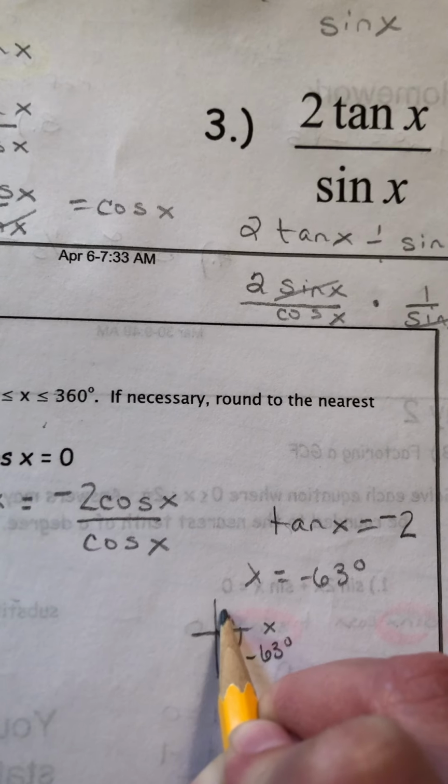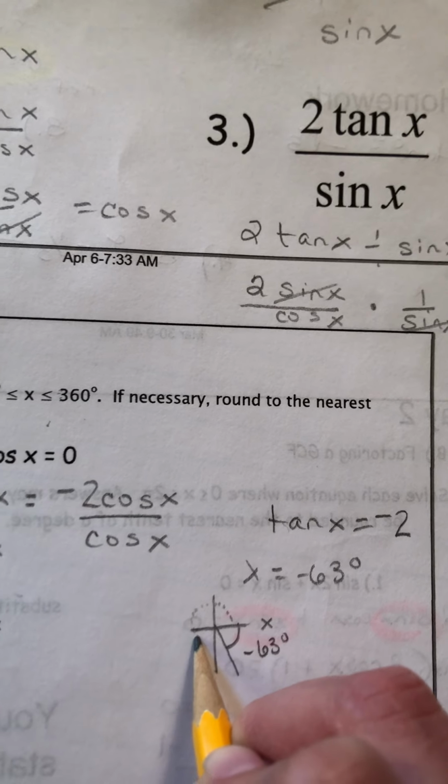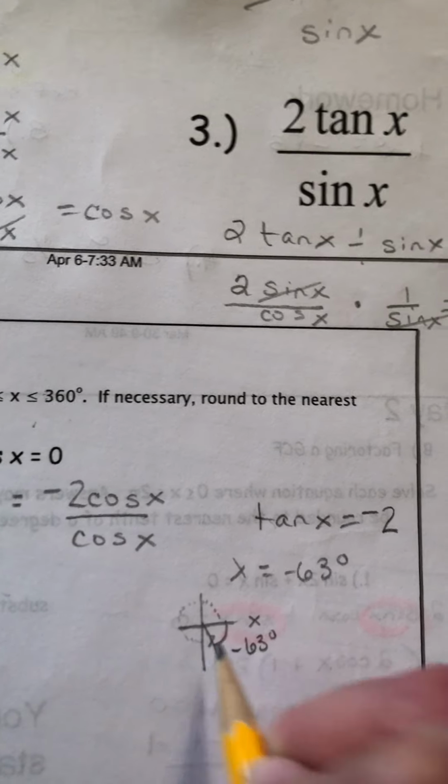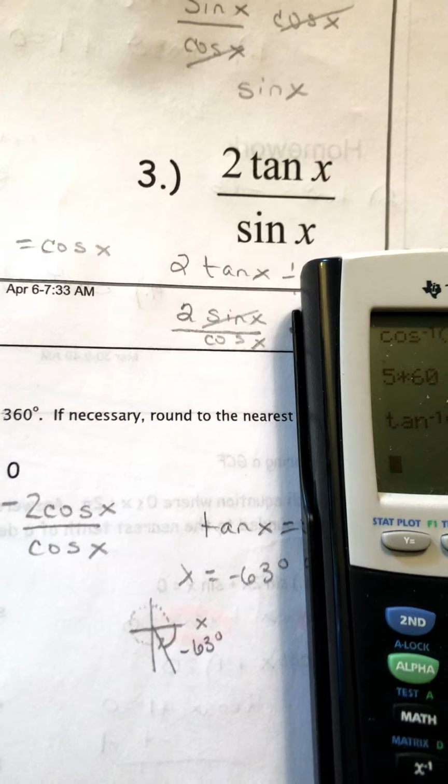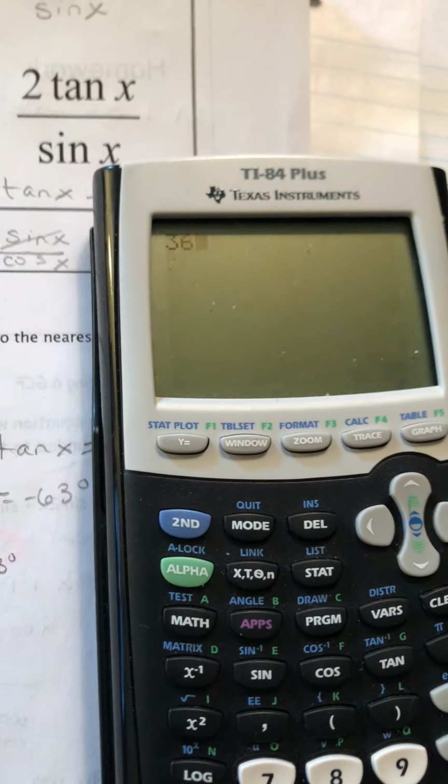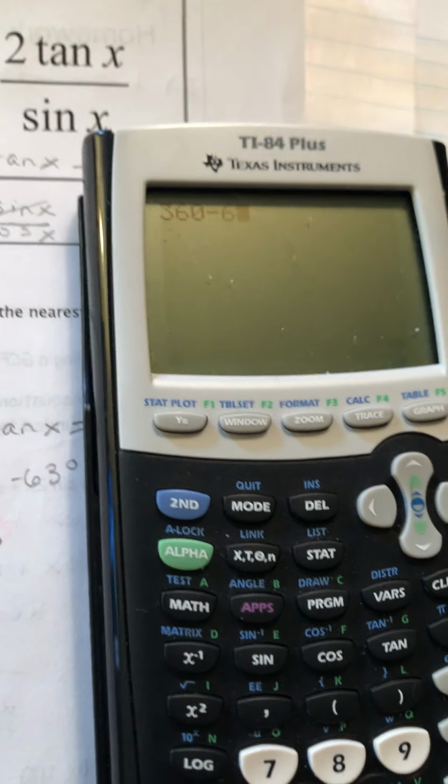So remember the Jerry Maguire movie. Not sure if anyone watched that while we're on break. Lots of movies on TV to get caught up on. But in any case, the angle that completes can be found by simply taking 360 and subtracting 63. So you're going around the other way. There you have it.